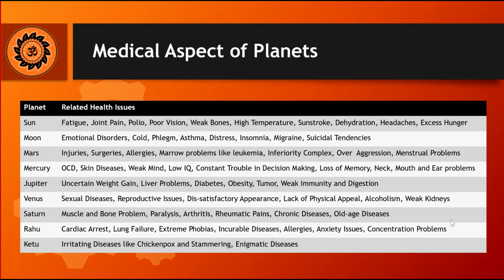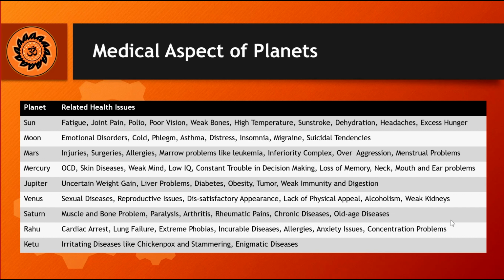Now, Venus, all the sexual diseases, reproductive diseases, dissatisfactory appearance, lack of physical appeal, alcoholism, weak kidneys, these are all Venus related. Alcoholism, because Venus inclines the native towards things of pleasure, and alcohol is something that a person might start as a matter of pleasure and then get addicted to it. So alcoholism is related to Venus.